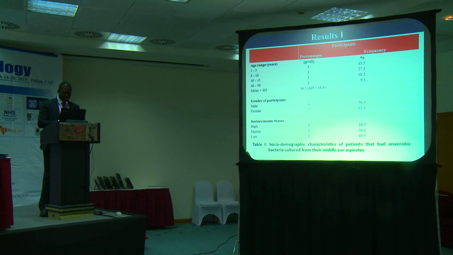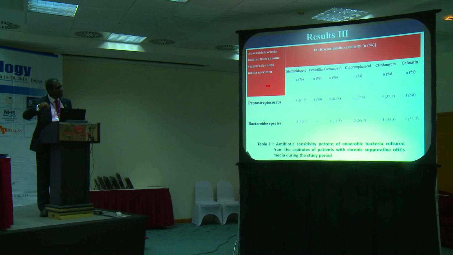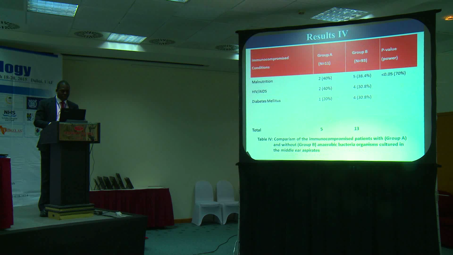As you can see from this slide, the low socioeconomic class was essentially the most involved, and there was quite a large percentage of the study group being female. Also, Peptostreptococcus was the major organism isolated, 8 out of the 11, while Bacteroides was about 3. Then the other aspects were the aerobic bacteria. We also note from this slide the antibiotic susceptibility pattern: we had 62.5% for Peptostreptococcus. Bacteroides was essentially 100%, but the others had differing responses to the antibiotics.